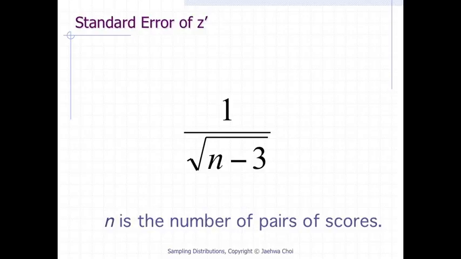In order to do any calculations using the sampling distribution of z prime, you need to know its standard deviation. The standard deviation of this distribution, also called the standard error of z prime, is equal to 1 over the square root of n minus 3, where n is the number of pairs of scores.